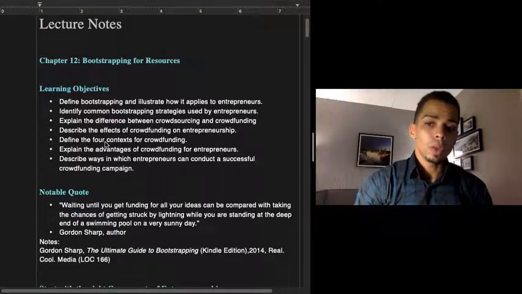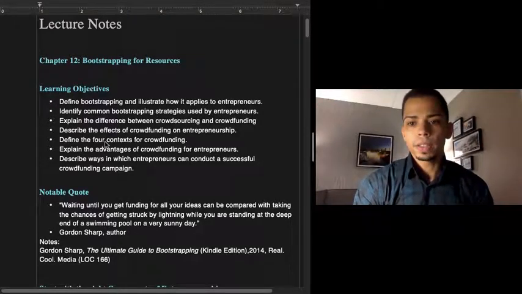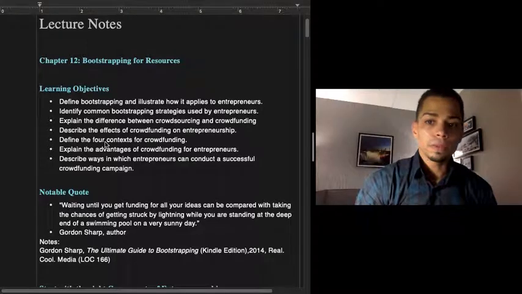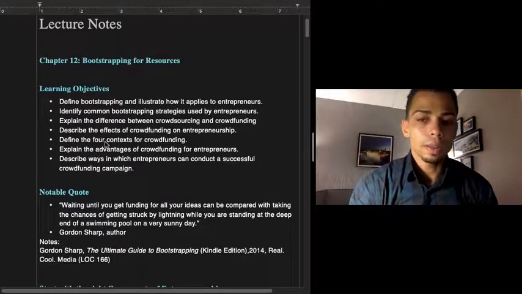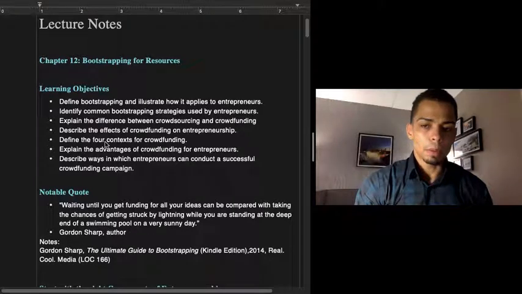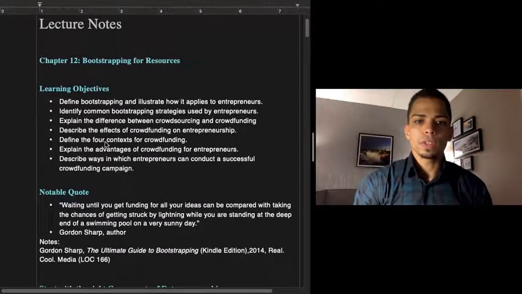This is a normal entrepreneurial method that's used because a lot of times companies starting off don't have many thousands of dollars or millions of dollars to start their companies. They have to manage their resources and come up with strategies to leverage those resources.